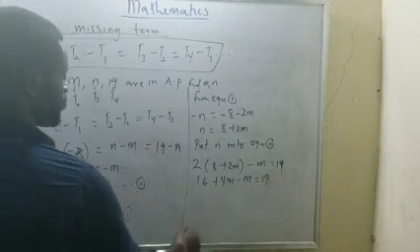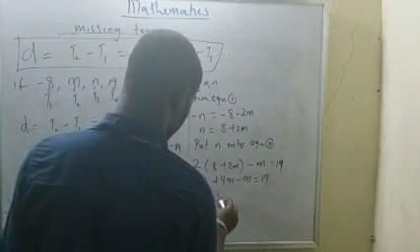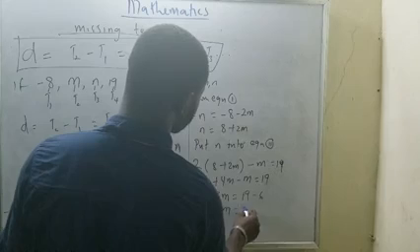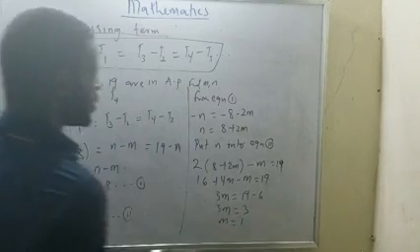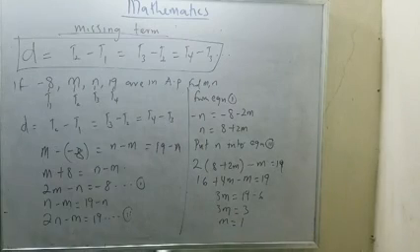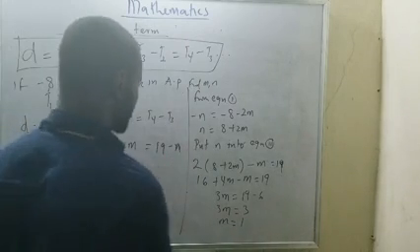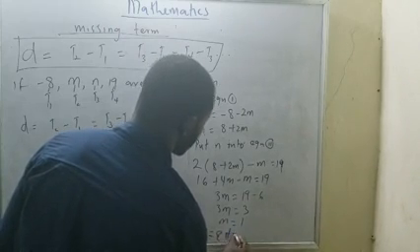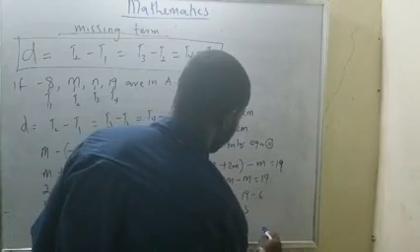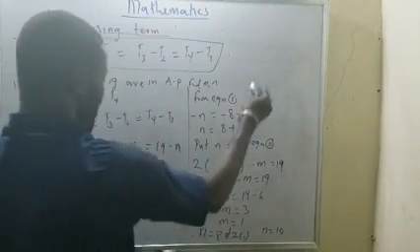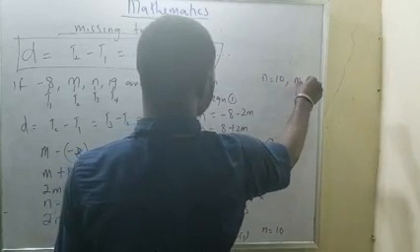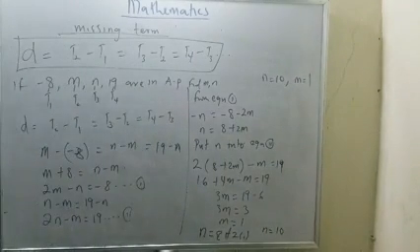This and this will be 3m. Now I'll have 3m equals 19 minus 16, so 3m equals 3. My m equals 1. How do I get my n? Just put m into n equals 8 plus 2 bracket of 1, which is n equals 10. It means my n equals 10 and my m equals 1. That is all. This part is very, very simple.